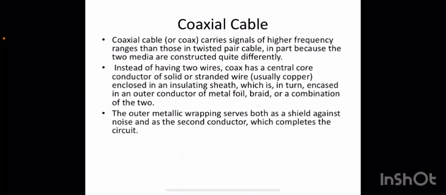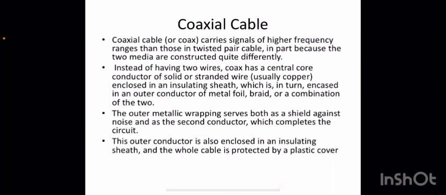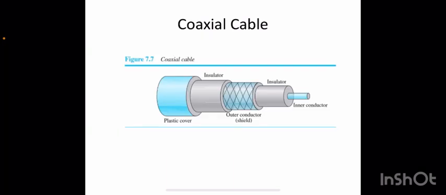The outer metallic wrapping serves as both a shield against noise and the second conductor, and this outer conductor actually completes the circuit. This is how it is constructed. We will see the figure. This outer conductor is also enclosed in an insulating sheath, and the whole cable is protected by a plastic cover. So this many extra coverings are there for the coaxial cable.